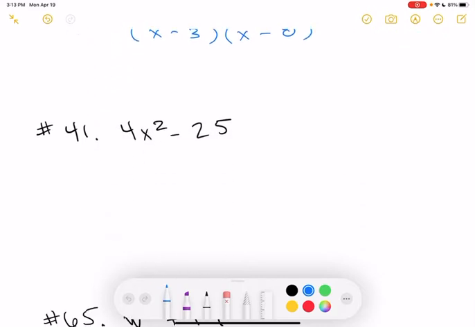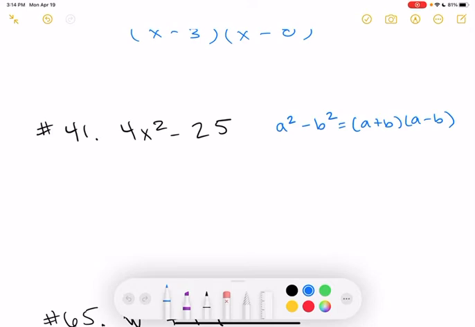Next, 7.1, number 41, 4x squared minus 25. This has, well, first, no greatest common factor, right? So I always look for that first. And I can see there's 2 terms and there's that minus in there. Remember, difference means minus. So it's a difference of squares. And the difference of squares tells us that a squared minus b squared would equal a plus b times the quantity a minus b.